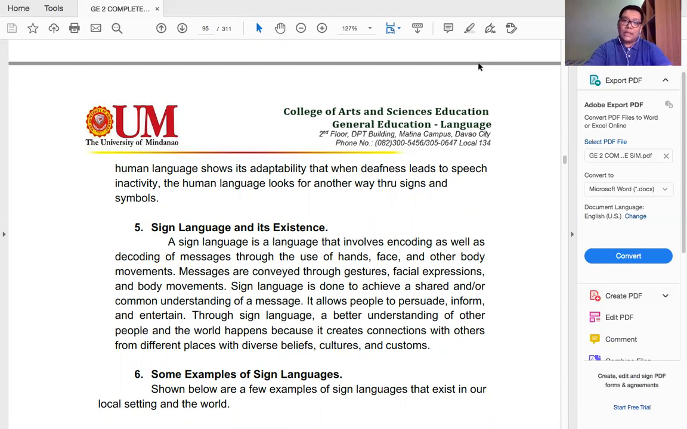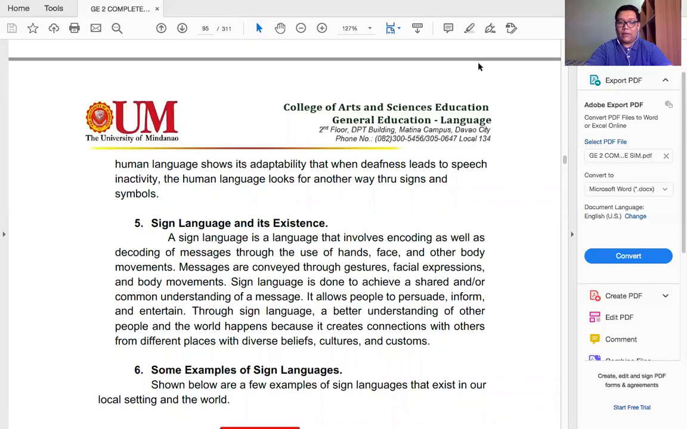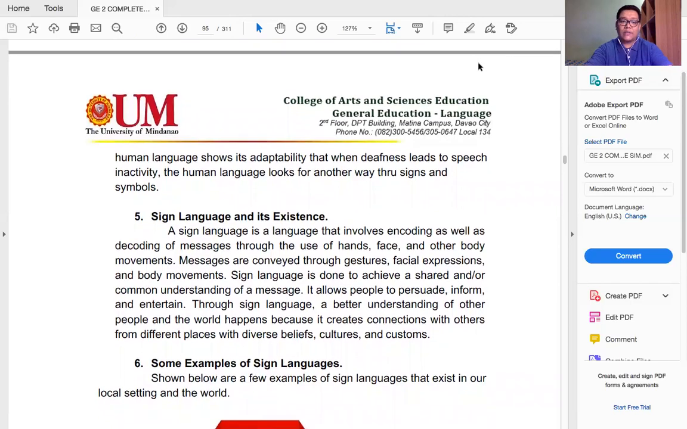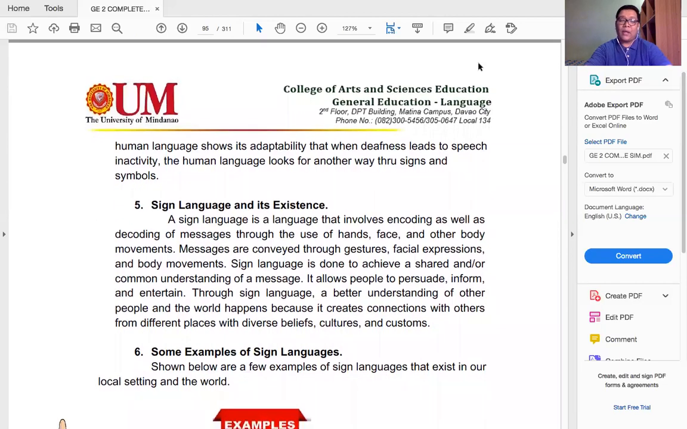Through sign language, a better understanding of other people and the world happens because it creates connections with others from different places with diverse beliefs, cultures, and customs. But the disclaimer here is that when you use sign languages, you need to be very, very careful with how these sign languages are used, geographically speaking.